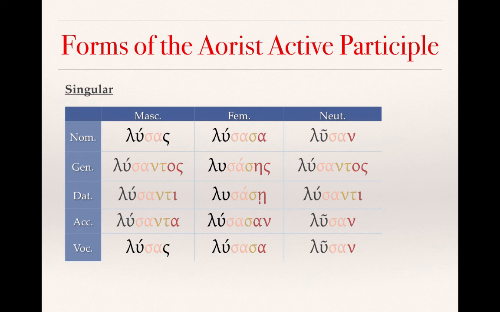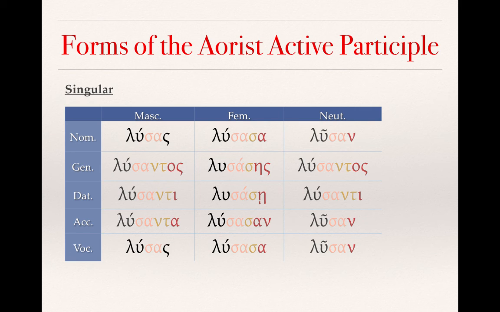You'll see the sigma alpha infix, the unt infix as well, and then the various endings marked by the red font. And so a way to go about memorizing these participles is just to remember the nominative cases in all three genders. So lusas, lusasa, lusan. And from that you'll begin to build lusantos, lusases, lusantos. Lusanti, lusase, lusanti, lusanta, lusasan, lusan. And then the vocative is lusas, lusasa, lusan. Again, identical to the nominative form.